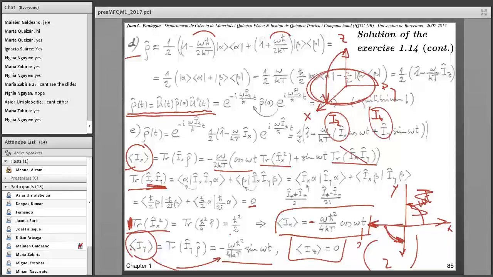In fact, this produces an electromagnetic signal. This is like an antenna emitting signals, and this signal is detected, and this is the way of detecting that there has been a spin that has changed with the pulse. Yes, I have a question here.